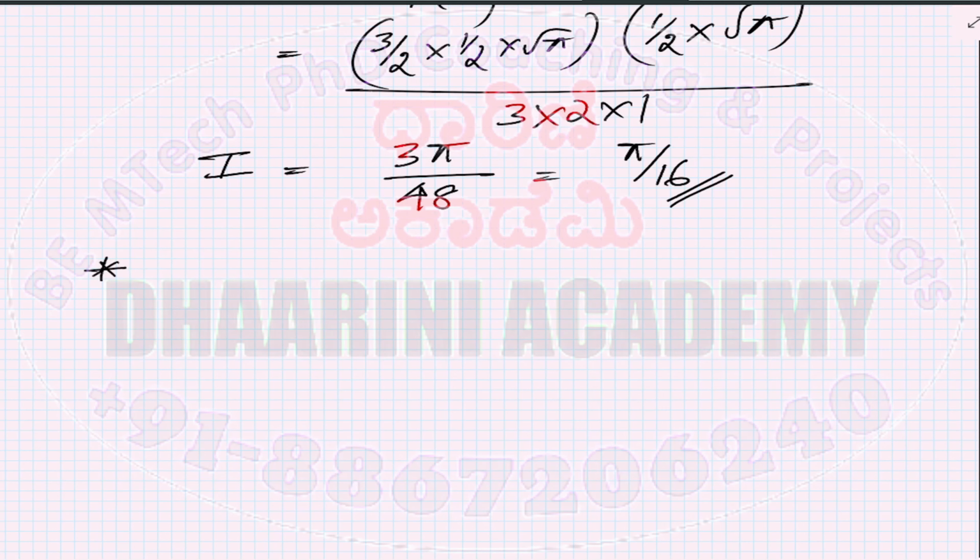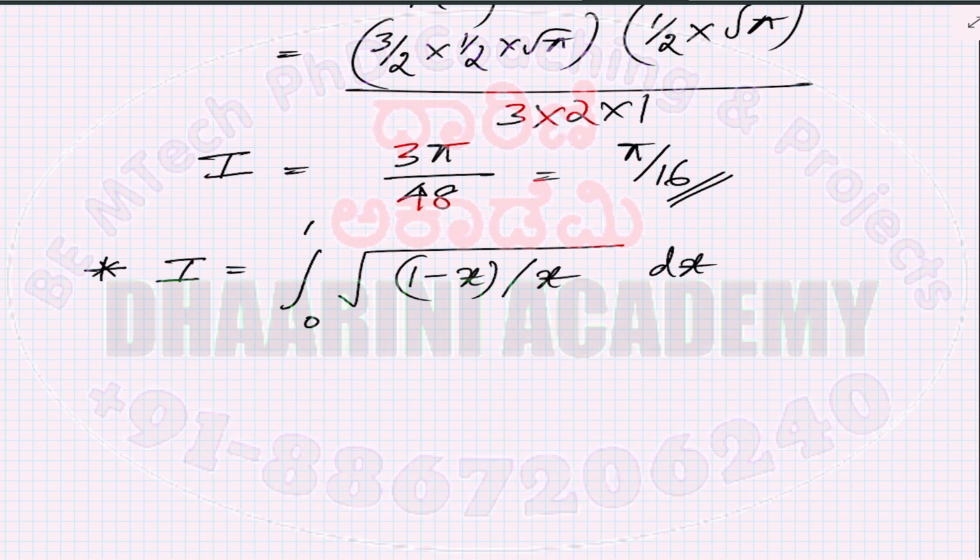The next question is: solve I equal to the integral from 0 to 1 of root of (1 minus x) by x, dx. Now I can see an x and a 1 minus x, but this is not in the standard format. I have to convert this somehow.